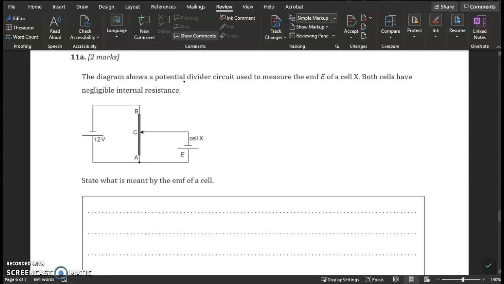Question 11. The diagram shows a potential divider circuit used to measure the EMF E of cell X. Both cells have negligible internal resistance. State what is meant by the EMF of a cell.